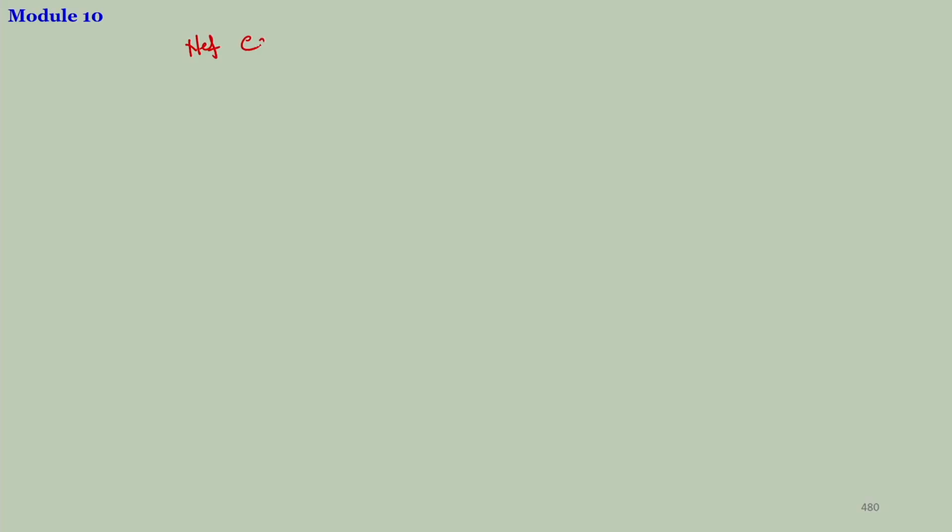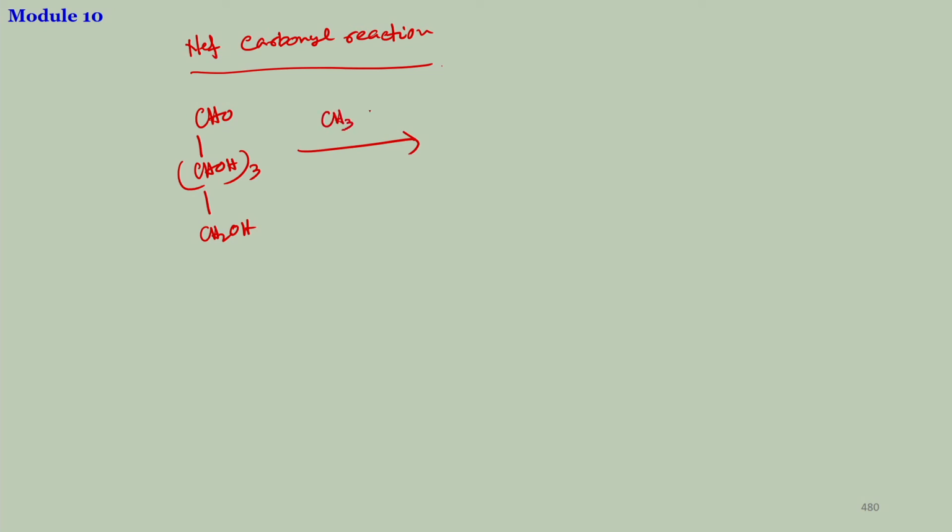Another reaction is the Nef carbonyl reaction. In general, you have a CHO, and I am not writing the stereochemistry anymore, just taking a general example, with CH3, CH2OH. If you treat this with a nitro compound, the idea is you have to create a carbanion that will act as a nucleophile to attack the aldehyde. So you have to use a base, OH minus containing, or I will simply write base. Many different kinds of bases can be used.